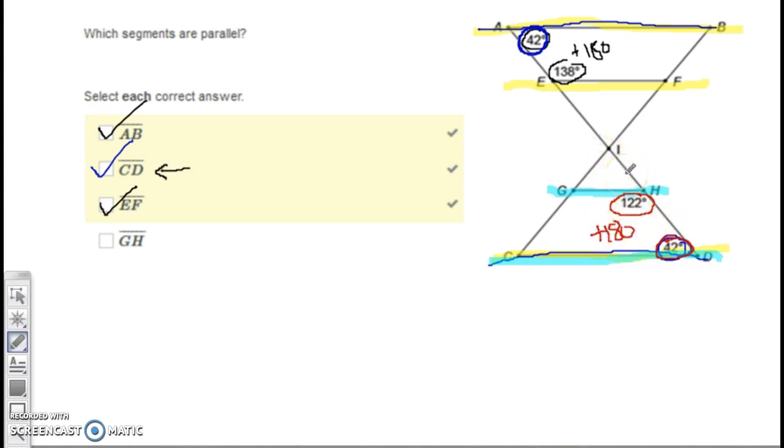So let's check that. If we do 122 plus 42, those add up to 164, not 180. So if I add those together, I get 164, which means they're not supplementary. And so those lines cannot be parallel, because in parallel lines, the same side interior angles have to be supplementary. So that is why that one is not parallel.